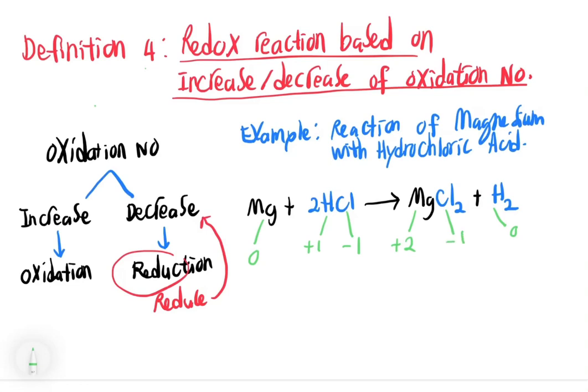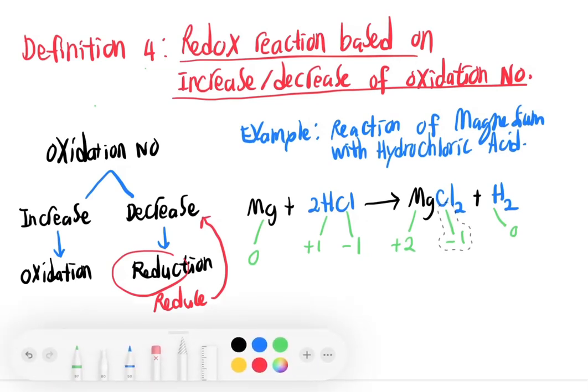And you will notice here that the oxidation number of chloride before and the oxidation number of chloride after doesn't change, which means chloride doesn't undergo oxidation or reduction.